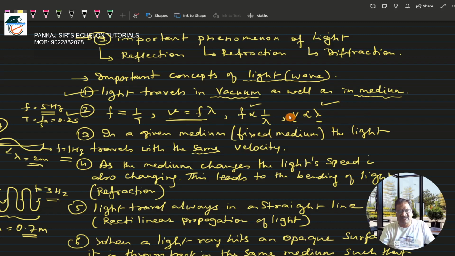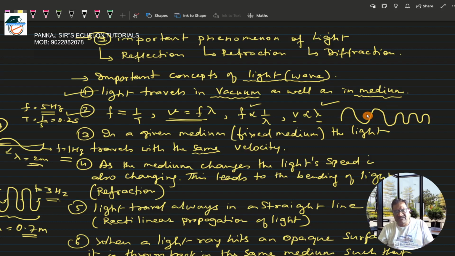So when the velocity of the light or any wave for that matter increases, the lambda or the wavelength also increases, and vice versa. If the velocity is decreasing of any wave, then its wavelength is also decreasing. Okay. Here I will show you by showing you this example. Now this is a wave. Okay.